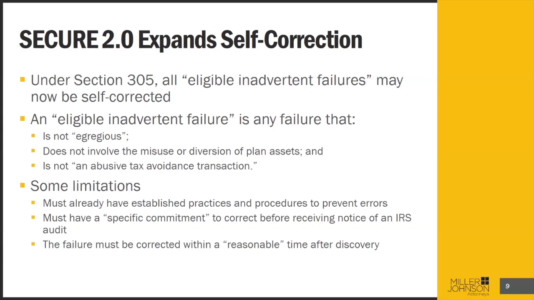I'll talk a little bit more in a future slide about what that really means. But the other important part is that the failure has to be corrected within a reasonable time after discovery. So that's a new component. And that's important to keep in mind, because really what you're doing is swapping this third plan year following the year in which the error occurs, this outer limit, for a new rule that ignores that outer limit, but says you've got to correct within a reasonable time.